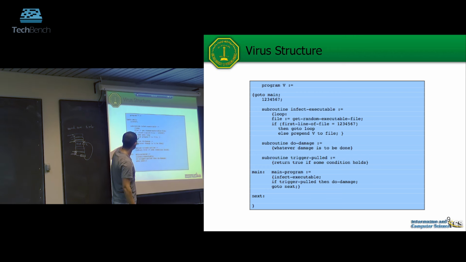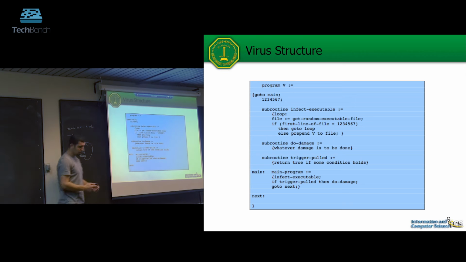Here we go to the loop and prepend the virus to the file. Then do damage, which is the malicious part, and the trigger, which is the event when the payload is executed. This is the main infect executable: it starts by calling this, then the trigger and do damage, and at the end it goes to the beginning of the program. After it does the malicious part, it needs to start the legitimate program so that it looks normal.